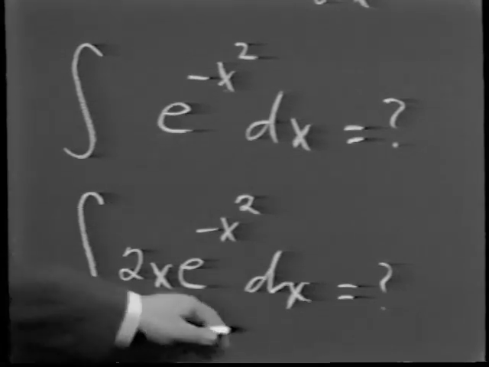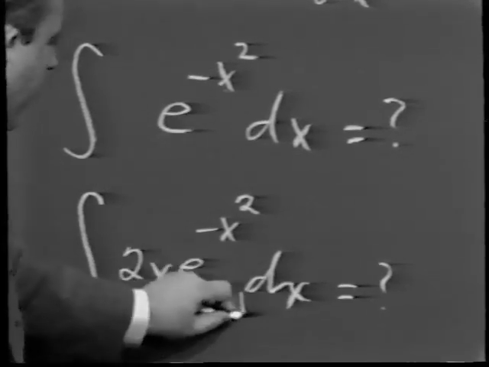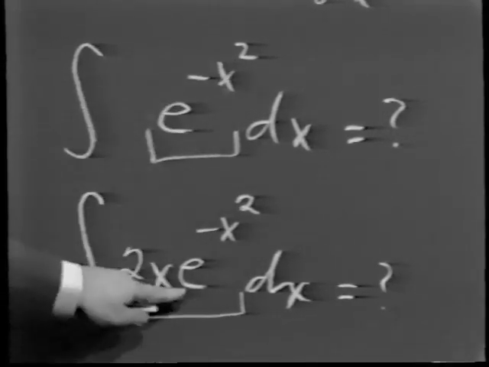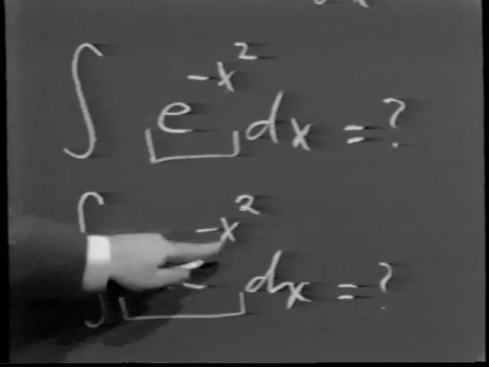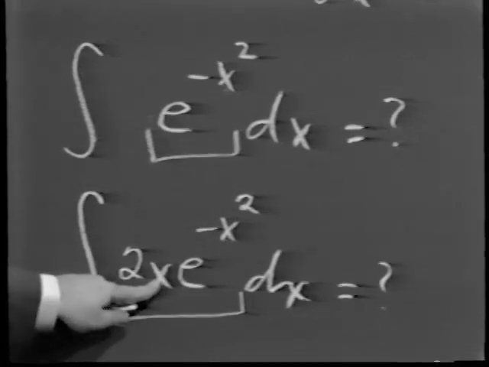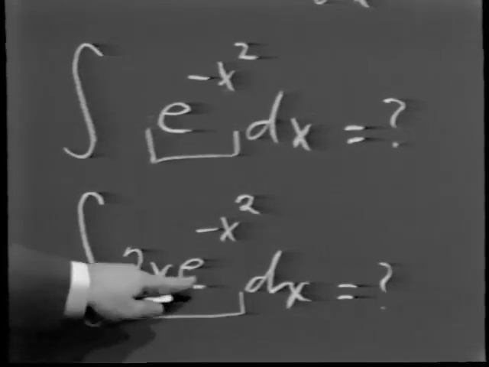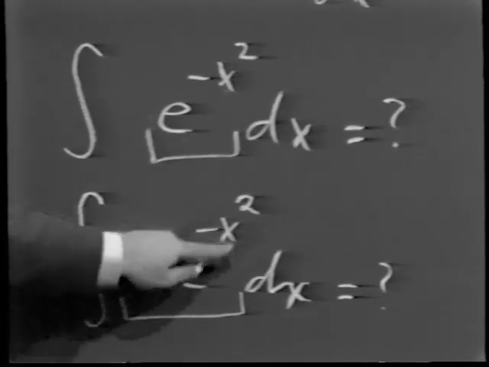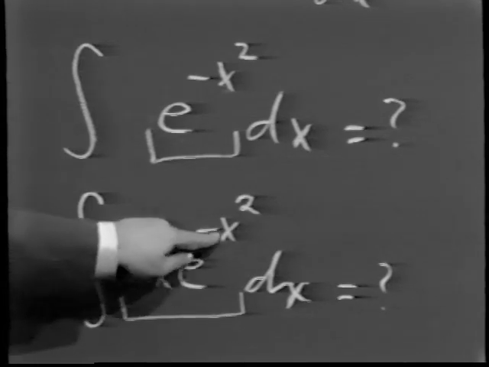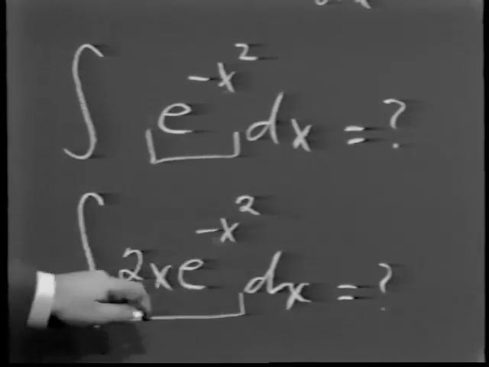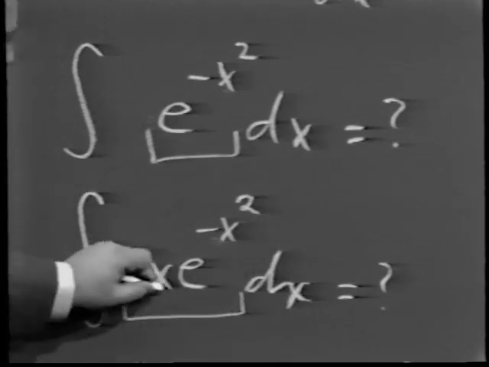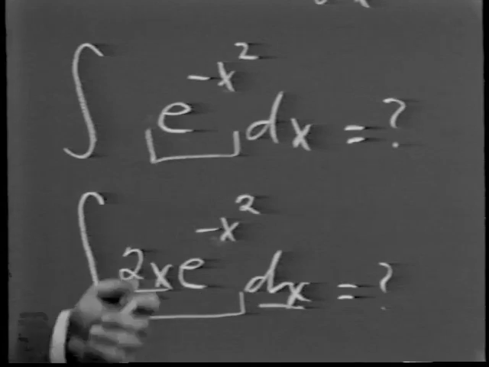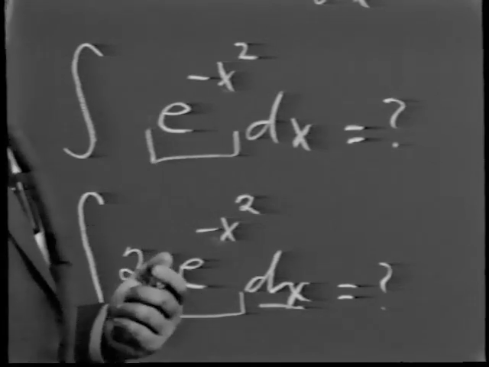To the untrained eye, it would appear that this is even messier than this. In other words, this is just e to the minus x squared. This one has e to the minus x squared with a 2x dangling in front of it, and that looks even tougher. But notice that if we look at our exponent, minus x squared, the differential of minus x squared is what? It's minus 2x dx. In other words, the 2x dx is precisely what you need to reduce this to the form integral e to the u du.